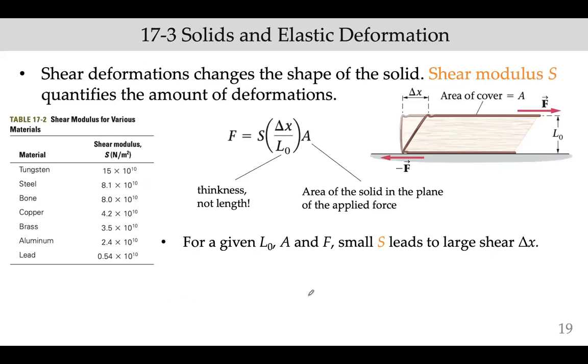Okay, so we talked about extensions and compressions in one dimension. Now we talk about shear deformations. That's the second type. Shear deformation changes the shape of the solid. In this case, you don't pull it up or down, but you push it on the surface. If you remember in the previous case, we had this metal or any other material, it doesn't have to be metal. This was the area, and we pulled it in the direction perpendicular to the area.